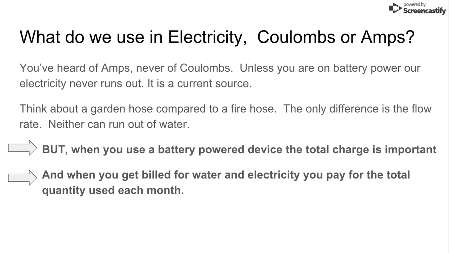So if you're hiking and you go, well, we only have 1 liter left, or in your car, you have 10 liters of fuel in the tank, totals are important. But if it's in a pipeline and it never runs out, then it's the flow rate that's important. Think about a garden hose compared to a fire hose. The only difference is the flow rate, but neither of them can run out of water. However, if you use a battery powered device, the total charge is important. And when you get billed for water and electricity each month, you pay for the total quantity that was used, not the rate of flow.